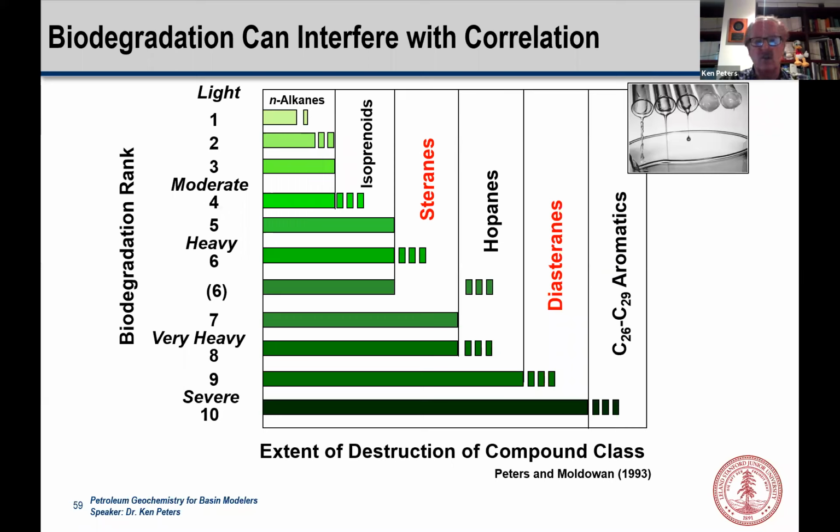So you can do your correlation with steranes, do GCMS or GCMSMS on the steranes. And unless you have heavy biodegradation, which you can recognize if you look at the 217 mass chromatograms, you can still do a correlation with steranes. But if it is biodegraded, then you can look at other compounds. You can go ahead and look at diasterenes. These are rearranged steranes, and they're much, much more resistant to biodegradation.